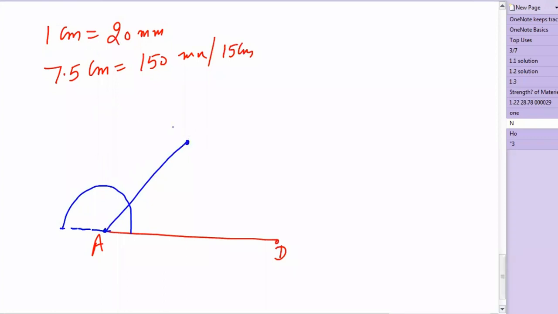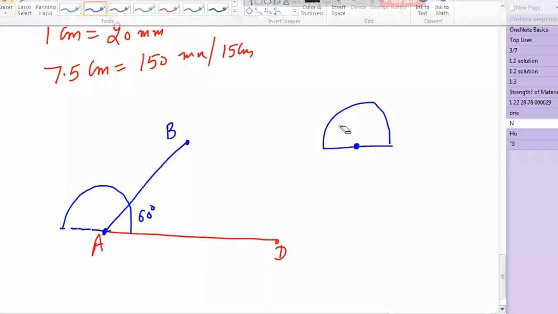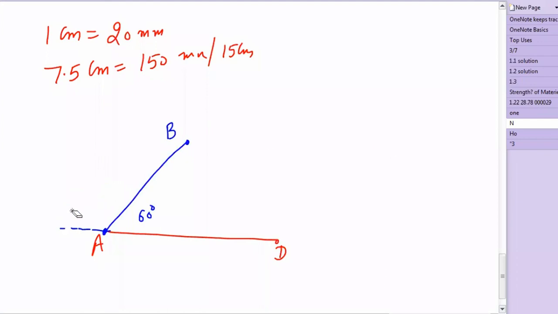This location will become our point B, and that angle is 60 degrees. You need to put the protector in this way. There is a hole or a marking in the protector, and that mark should coincide with point A. Generally students ask, sir, where to put the protector and how to draw a 60-degree angle, because many students haven't studied geometry properly in 8th, 9th class. That's why I am telling you how to draw this.